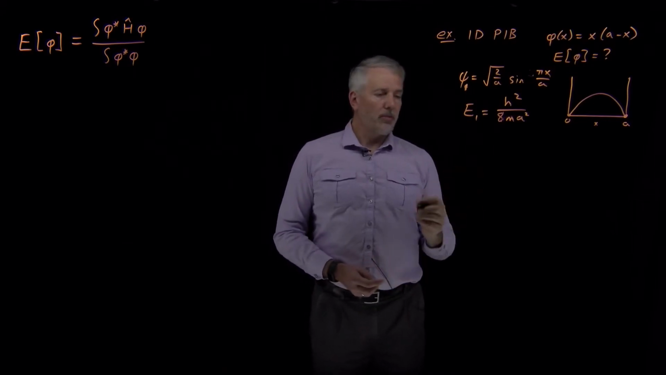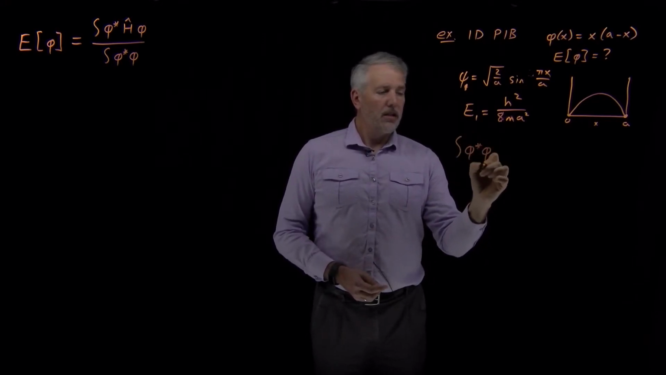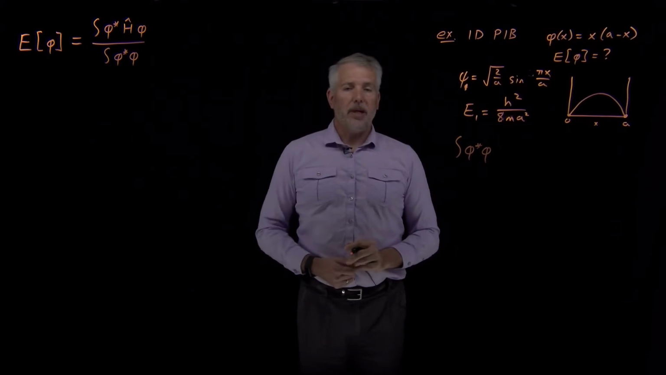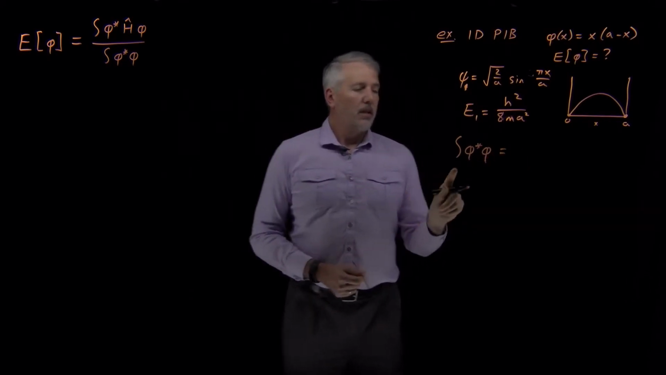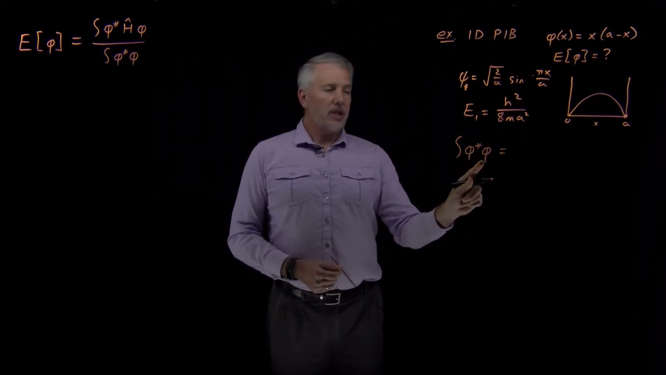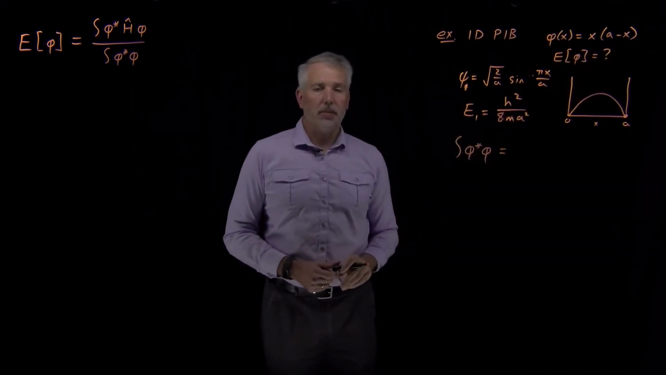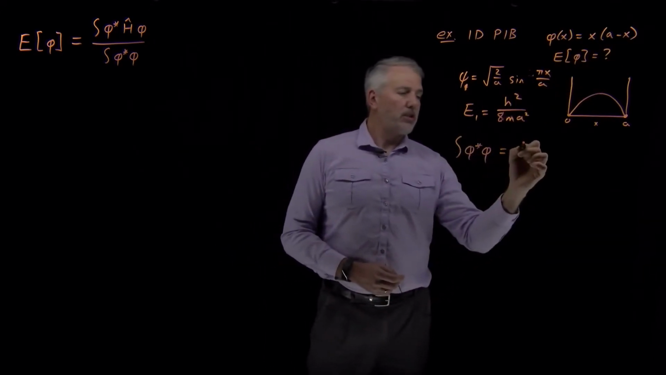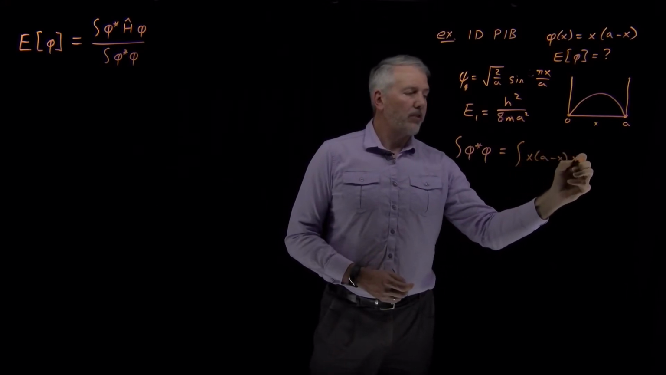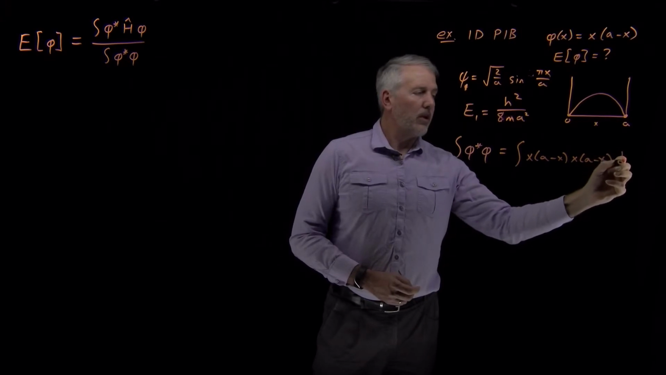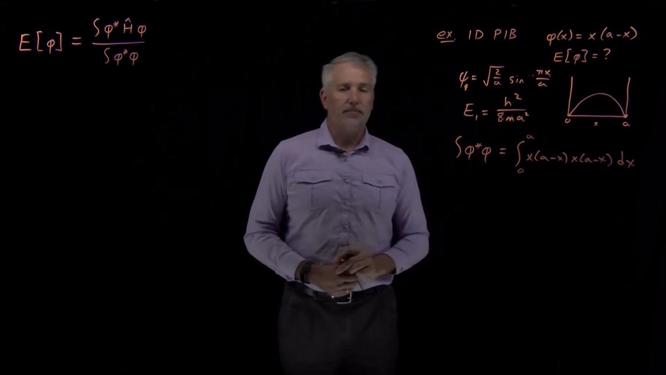So we'll start first by calculating the quantity in the denominator. We'll do these two integrals one at a time. To calculate the integral of the trial function times itself with a complex conjugate, we don't need to worry about the complex conjugate here because there are no i's, no complex terms in our wave function. So this is just going to be the integral of the wave function times the wave function, integrated over the variable in our problem, x, from one side of the box to the other.